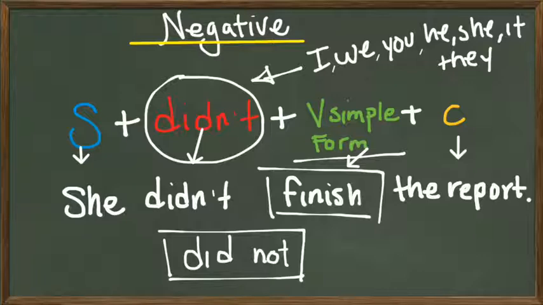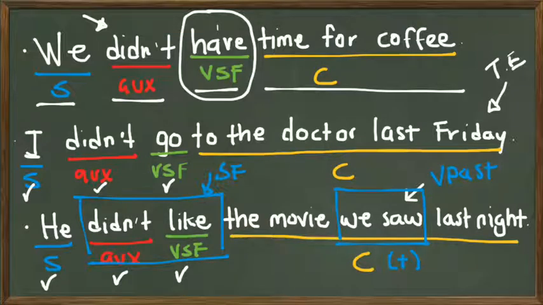The negative form introduces the auxiliary didn't, which is in reality did not. And we can use it for all the pronouns or all the subjects: I, we, you, he, she, it, or they. And in this case, we're not going to use the verb in past. We're going to use the verb in its simple form. For example, she didn't finish the report. We didn't have time for coffee. I didn't go to the doctor last Friday. He didn't like the movie we saw last night.